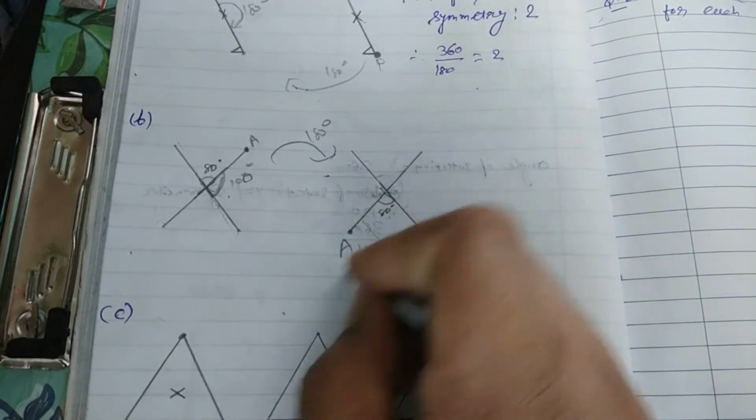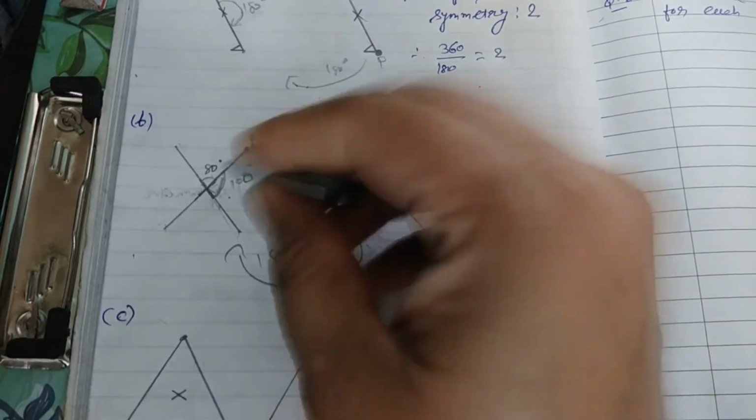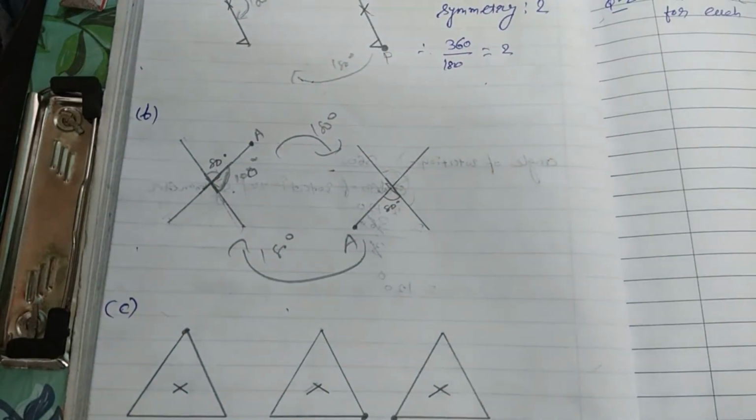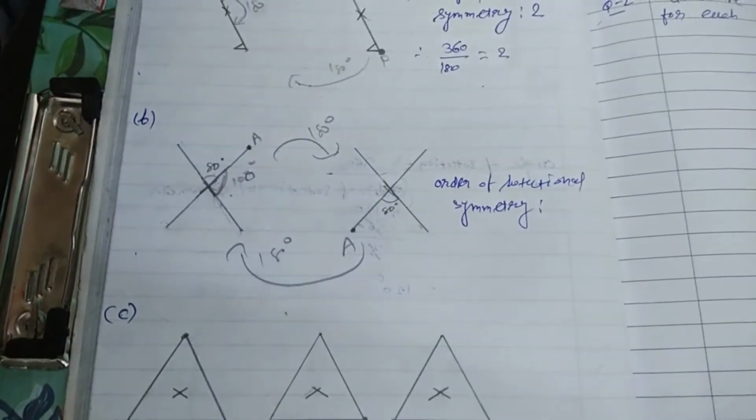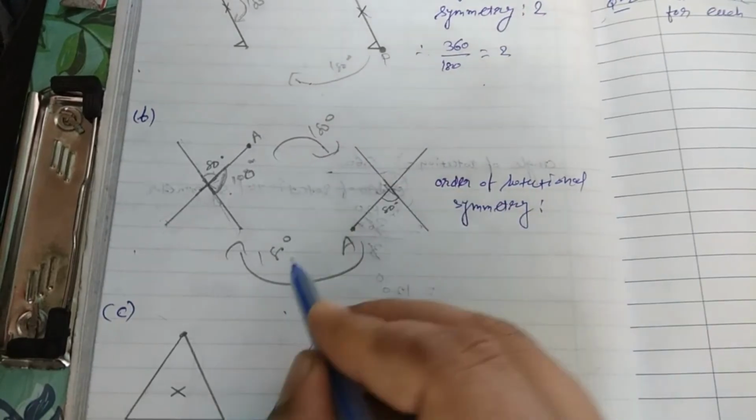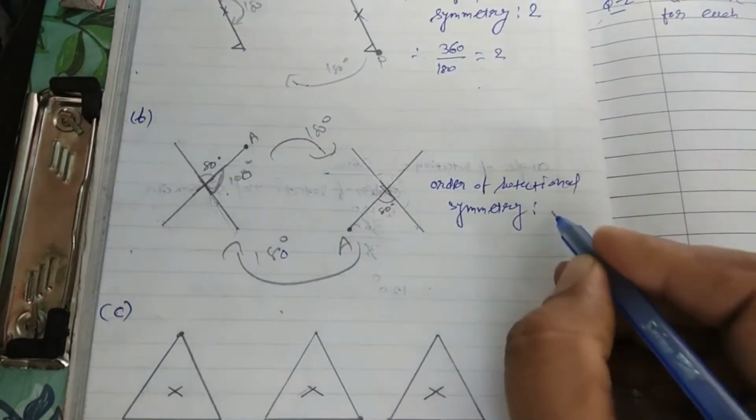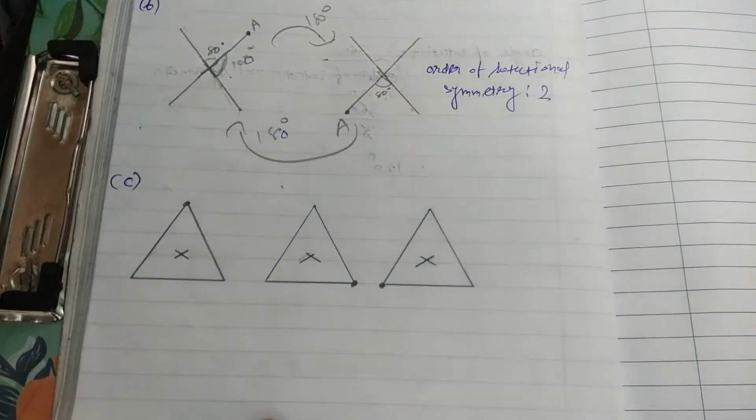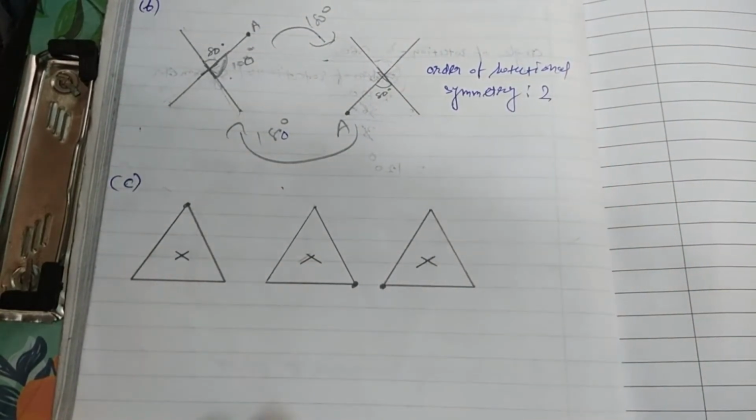Again we will do a 180 degree rotation. So we will get exactly the original shape. So what is the order of rotational symmetry for this shape? It is 180 and again 180. That is 2.